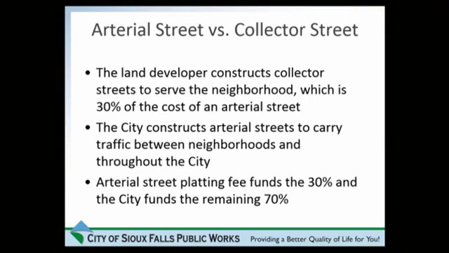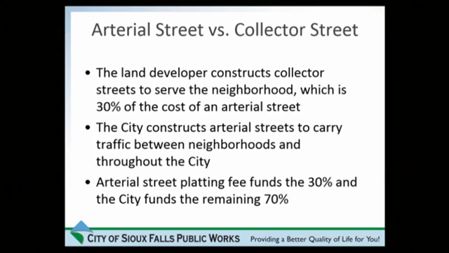Okay, the collector streets serve neighborhoods. They're built by the developer, and they cost approximately 30% of what an arterial street costs. The arterial streets carry traffic between neighborhoods and throughout the city and are constructed by the city.